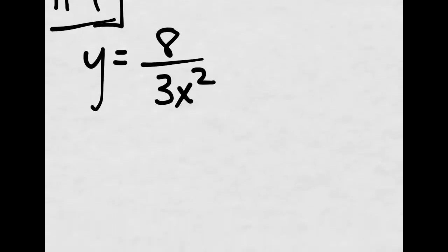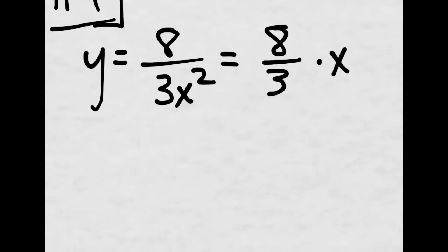Okay, so this first one we want to take the derivative of it, but we need to rewrite it so the exponent is on top and not on bottom. Anytime you have a fraction, you can pull it out as a constant. So it's 8/3 times x to the negative second power.